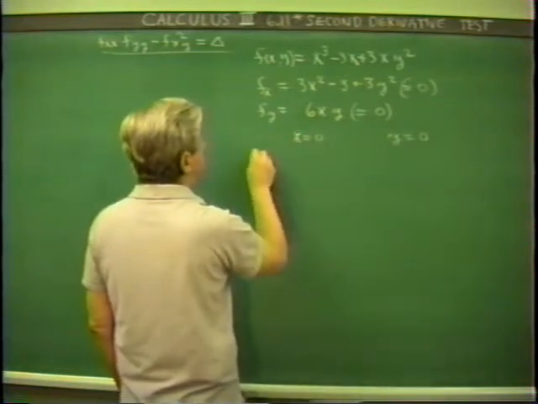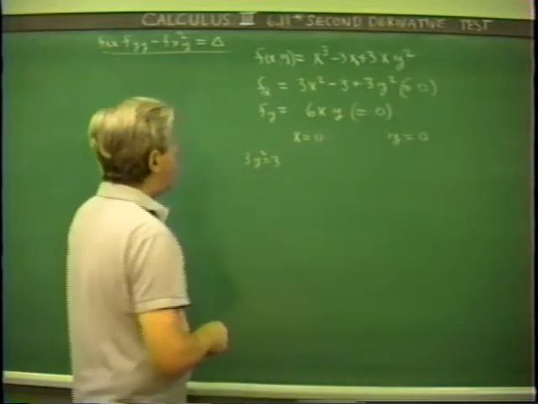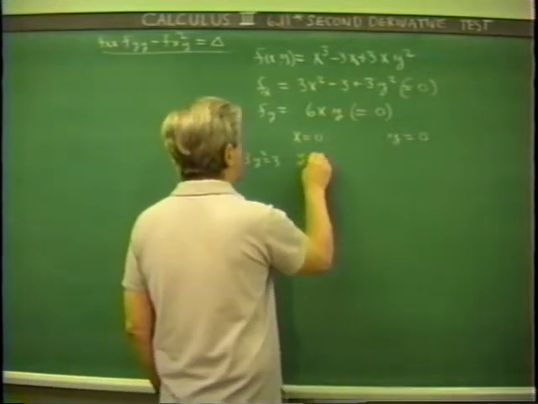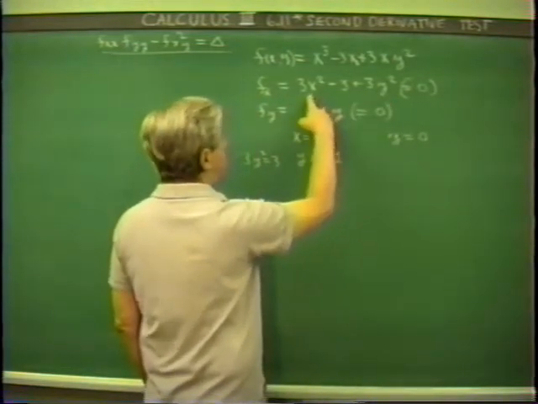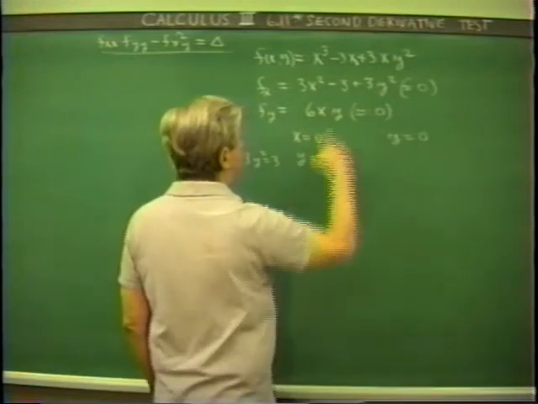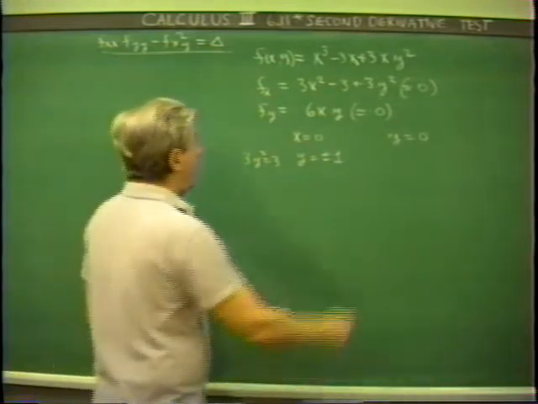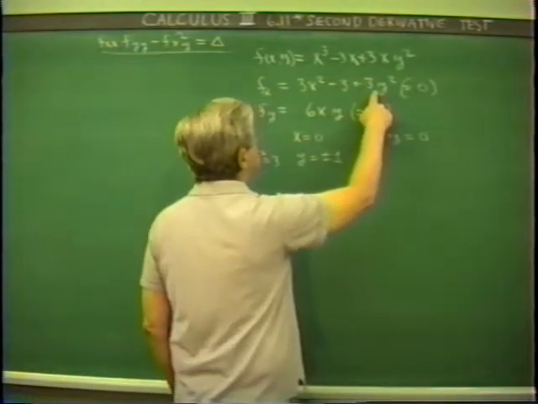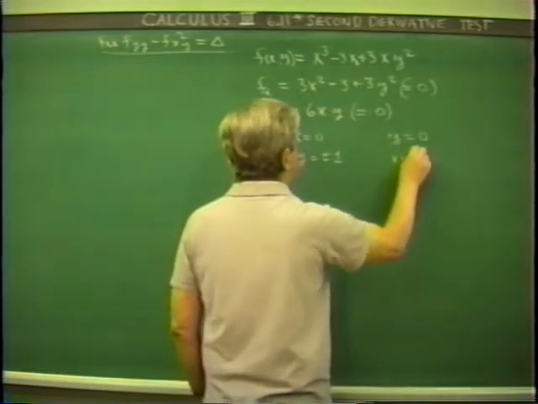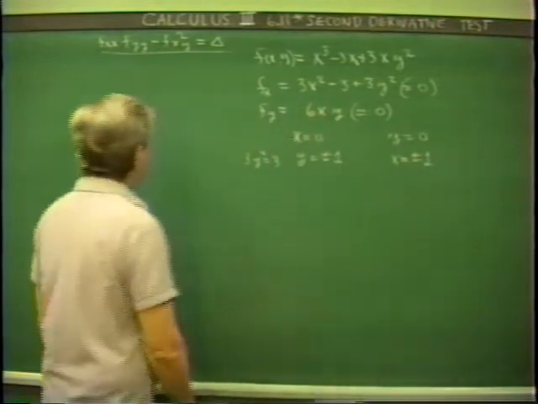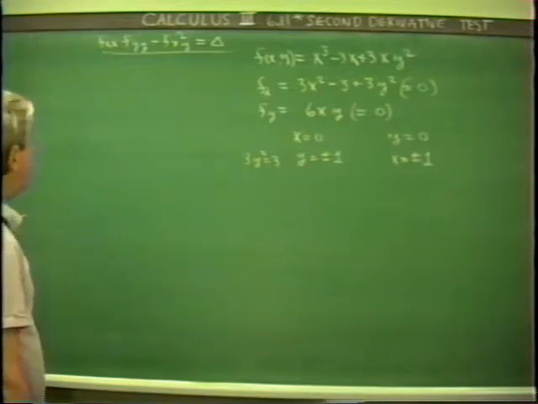Okay, if this is also supposed to be equal to 0 at the point, and x is equal to 0, then we get 3y squared is equal to 3, or y is plus or minus 1. If y is equal to 0 here, then we have 3x squared is equal to 3, and x is equal to plus or minus 1.